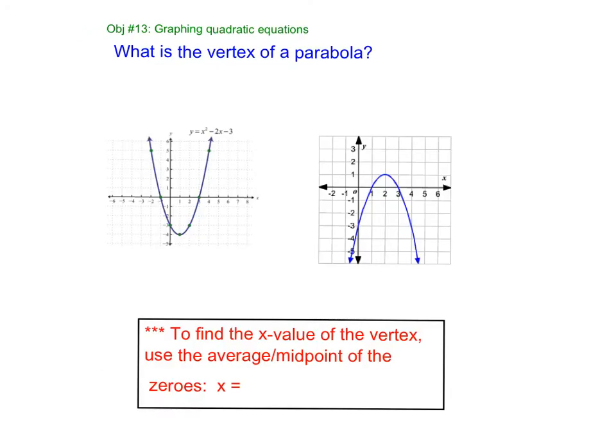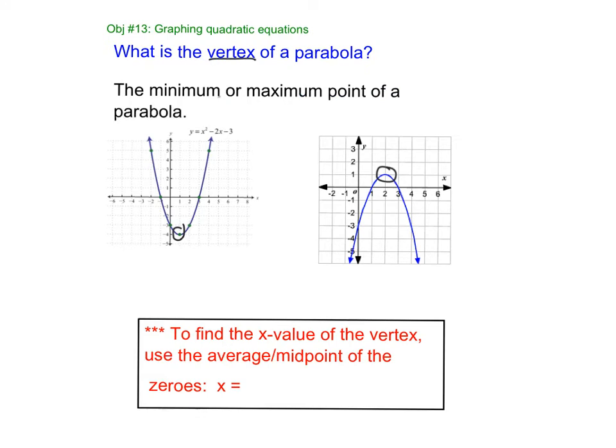Okay, the vertex of a parabola is this bottom point or top point. It's the minimum or maximum of the parabola. The minimum or maximum point of a parabola is called the vertex. It's also called the turning point. And there's actually a formula to find it: negative b over 2a.